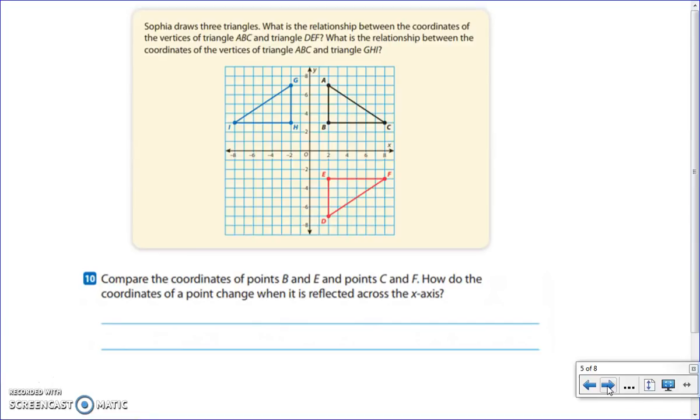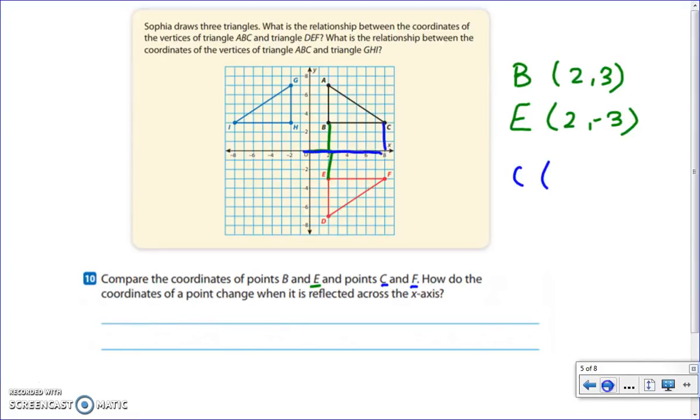So point B, let's just write these down. So we're going to compare point B. That was at 2, 3. And we're going to compare that with E. E is at 2, -3. And then we're going to also compare points C and F. Point C is at 8, 3. And point F is at 8, -3.